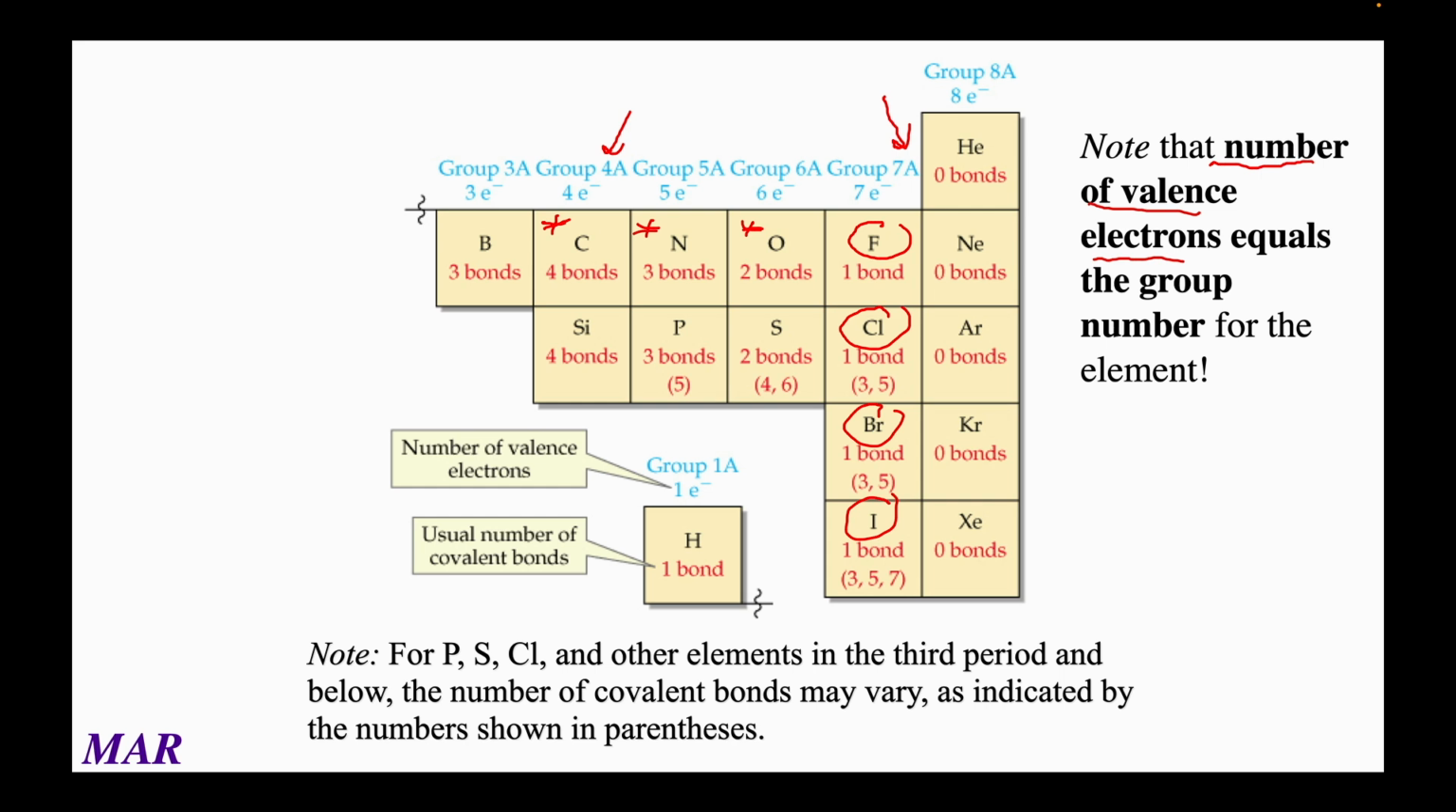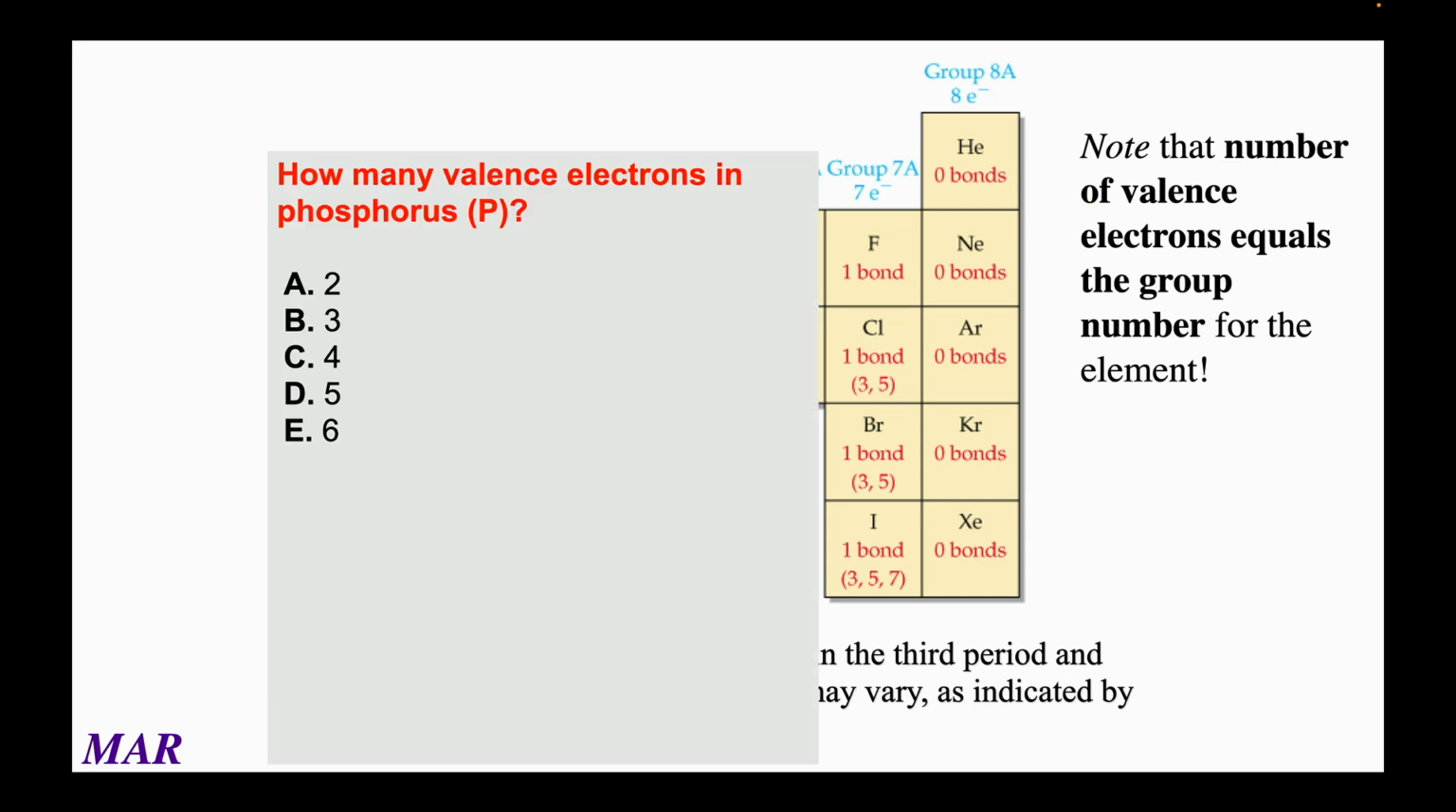Now, group 8A doesn't usually react at all, so that's why they're saying 0 bonds. The noble gases are very, very stable. In other classes, we'll look at some expanded valence kind of things where they can, like krypton and xenon can, but it's rare, all right, and they're more interesting intellectually than as a useful process. So to summarize this slide, the number of valence electrons equals the group number, and that's going to be important for us coming up.